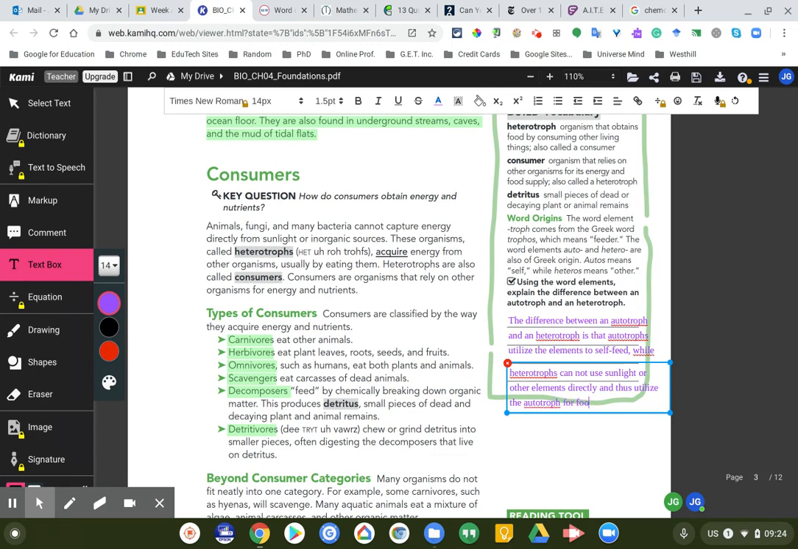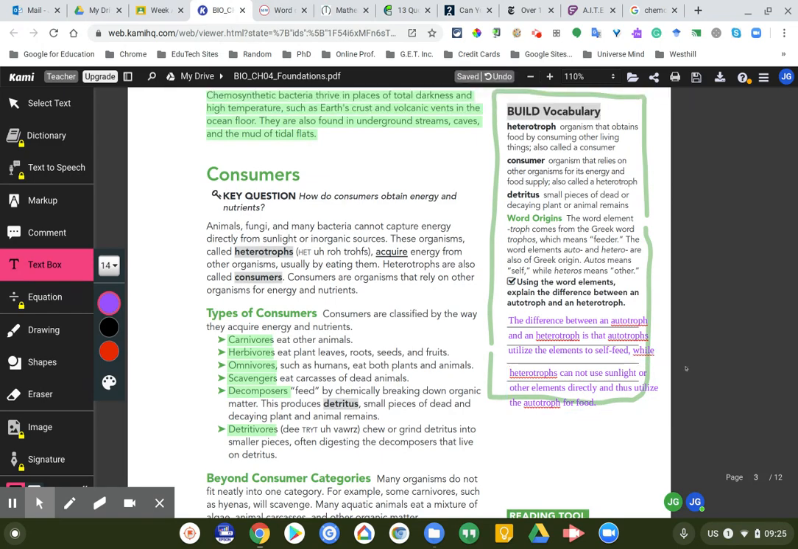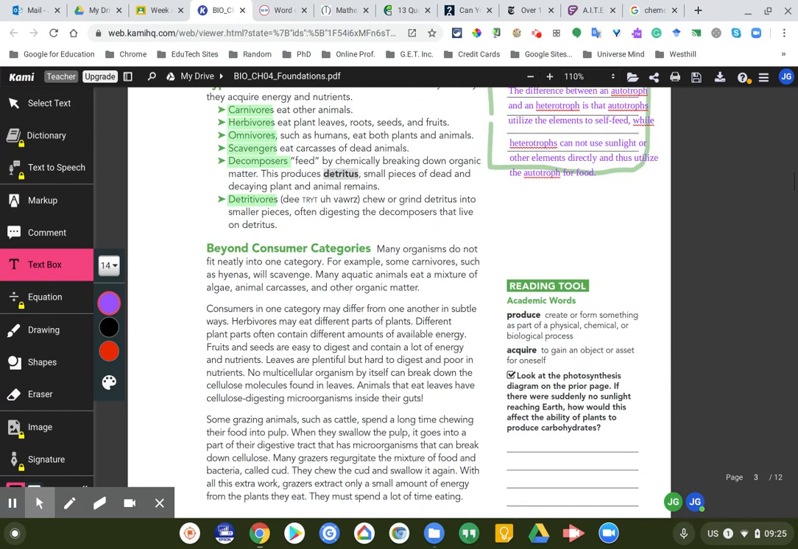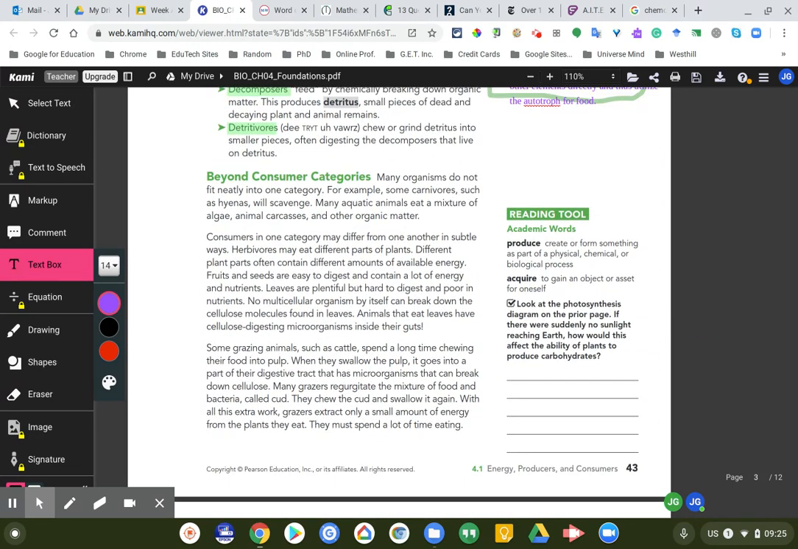So if you think about it, both autotrophs and heterotrophs use the elements, but the difference is that autotrophs use the elements basically directly, while heterotrophs use the elements indirectly. I guess I could have just said that, but that's still my answer. So you have types of consumers beyond consumer categories here. We're going to continue moving on.